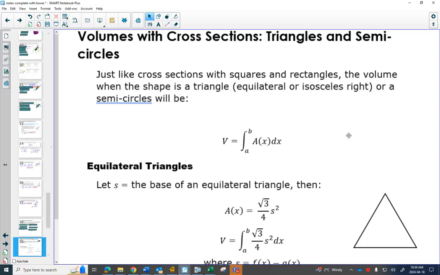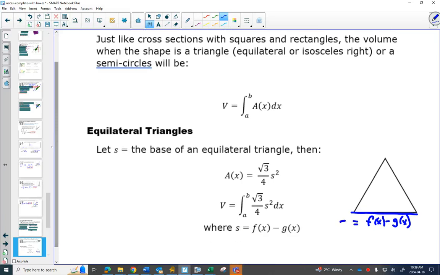And the first one is an equilateral triangle. So we have to remember that this base here, this length, would basically be your f of x minus g of x. That's equal to one side. And from that cross-section, when you do the slice, either perpendicular to the x-axis or perpendicular to the y-axis, from that we're going to go up and make a perfect equilateral triangle.